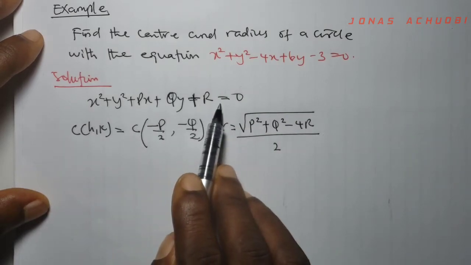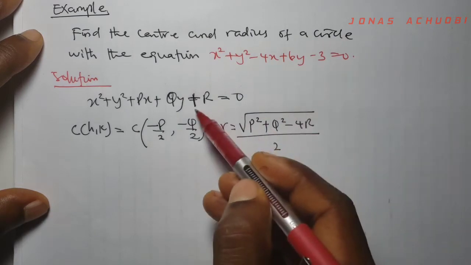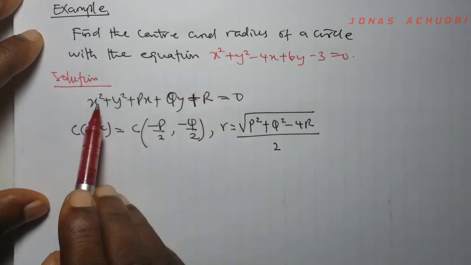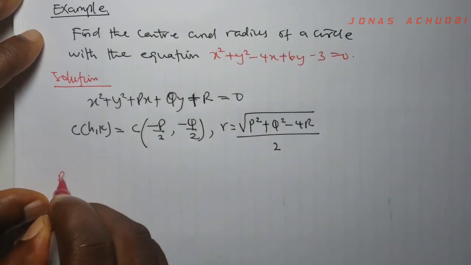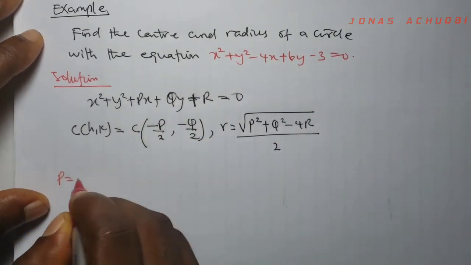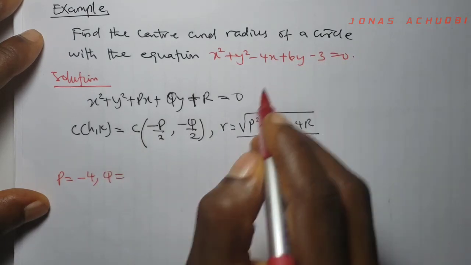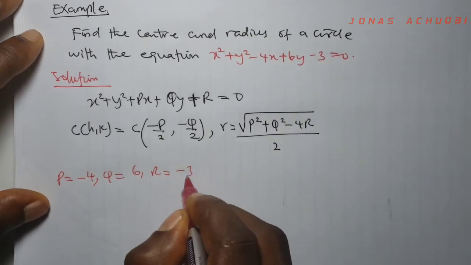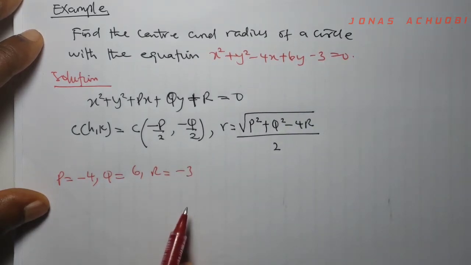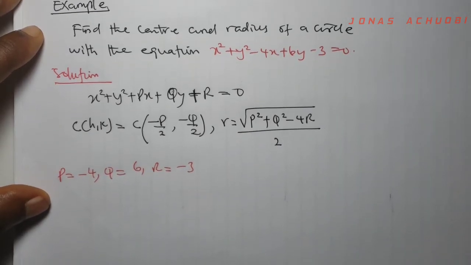with the general alternative form of the circle. If we compare these two equations, what do we observe? x squared, y squared, p. We see that p is negative 4, q is 6, and r is negative 3. With this information, we will be able to compute the center of the circle as well as the radius of the circle.